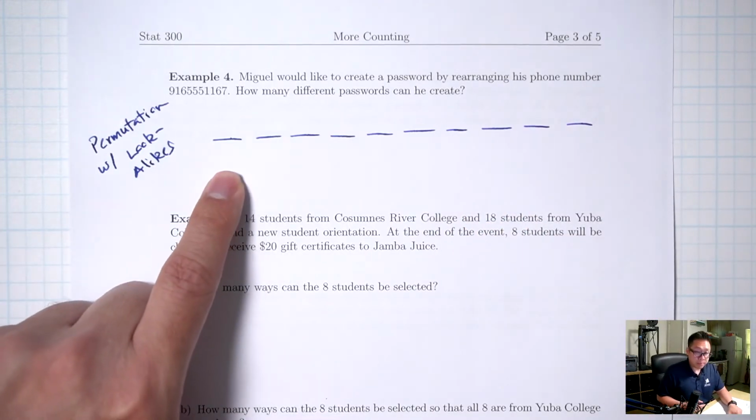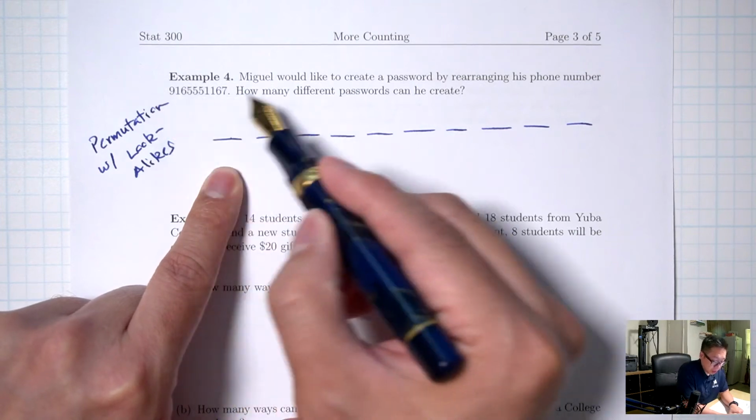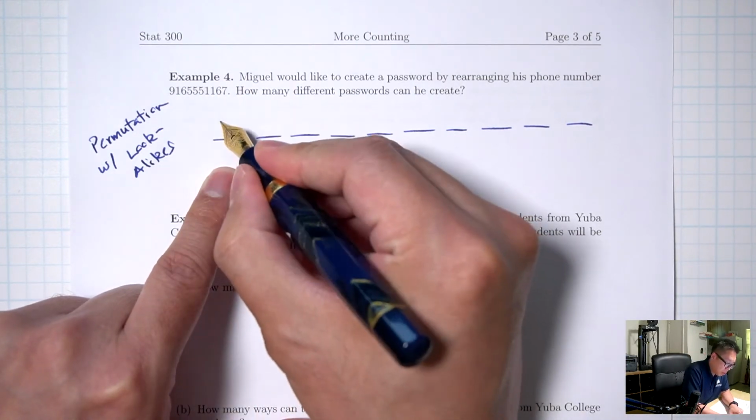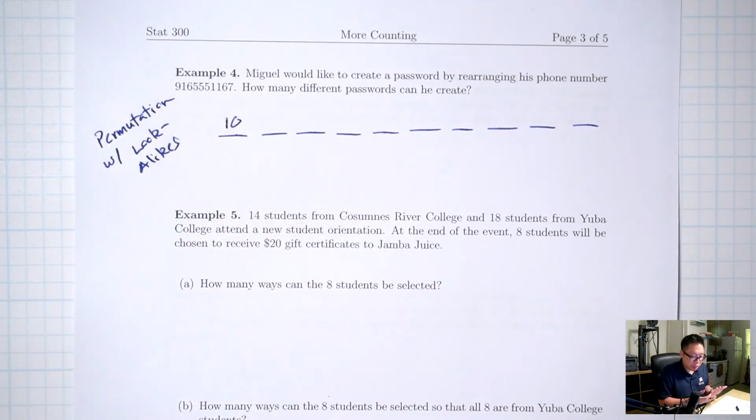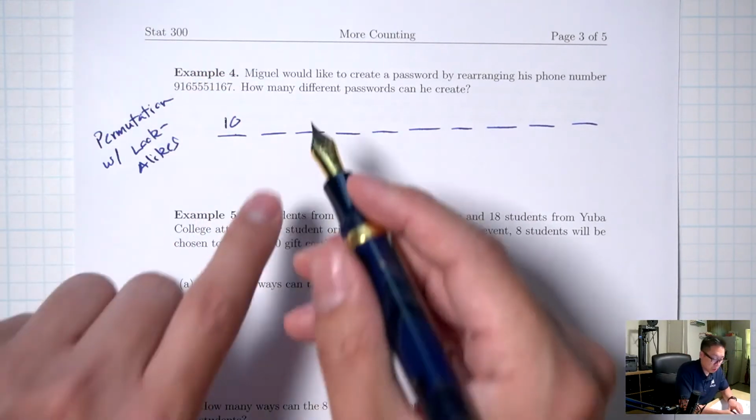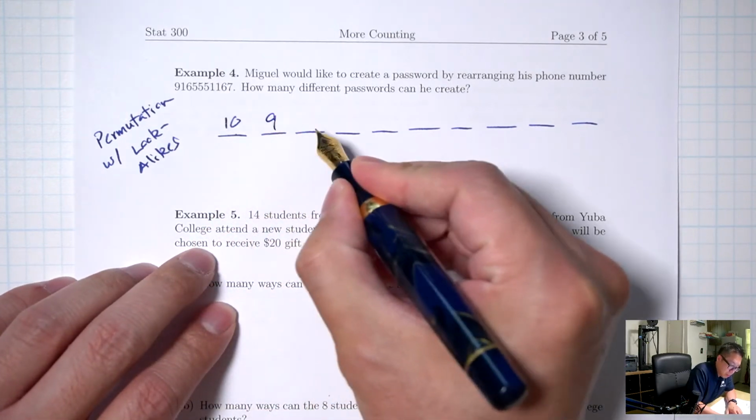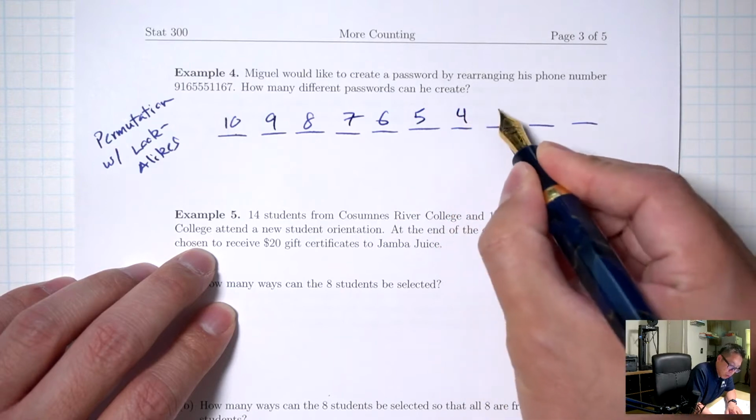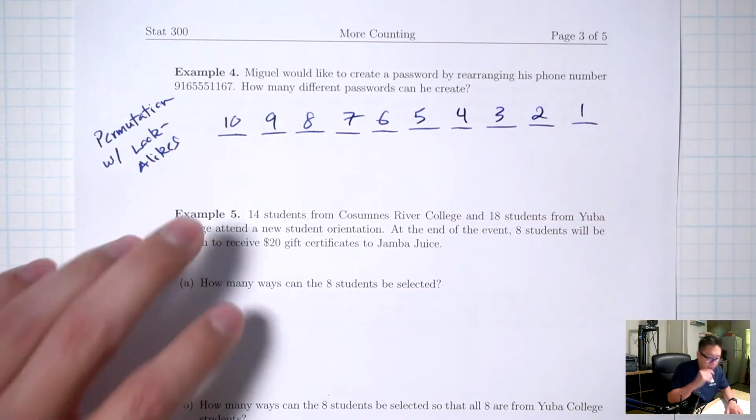For the first blank, how many options do I have? So how many digits here? There's 10 of them. And then I'm rearranging, so whatever digit I pick for the first blank, I'm not going to use again, which means I'm down to 9. And then 8, 7, 6, 5, 4, 3, 2, 1.